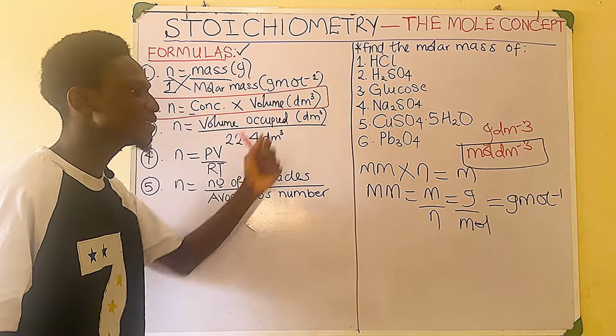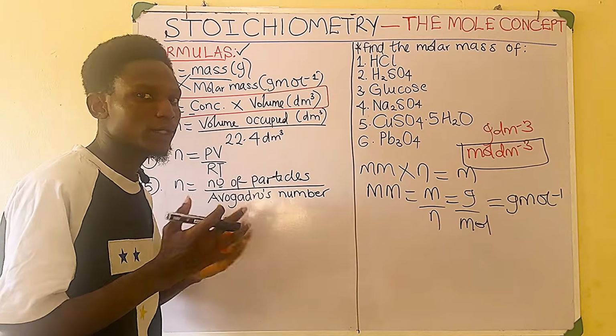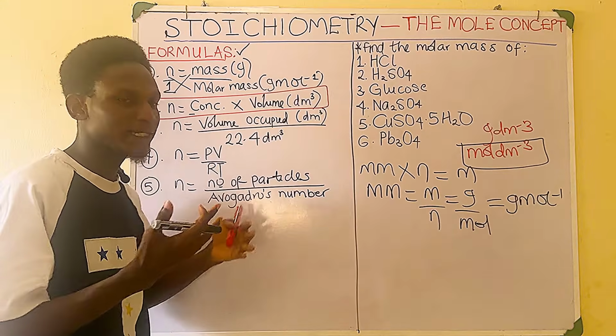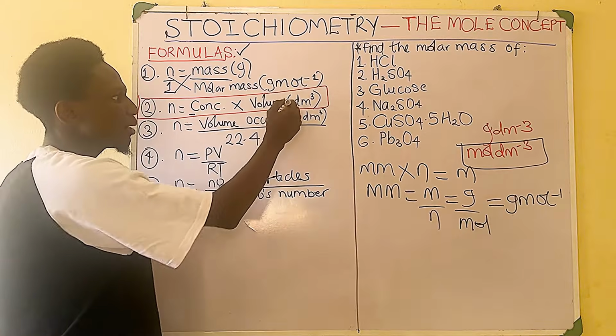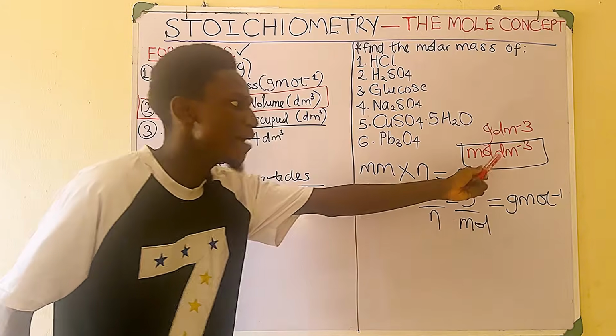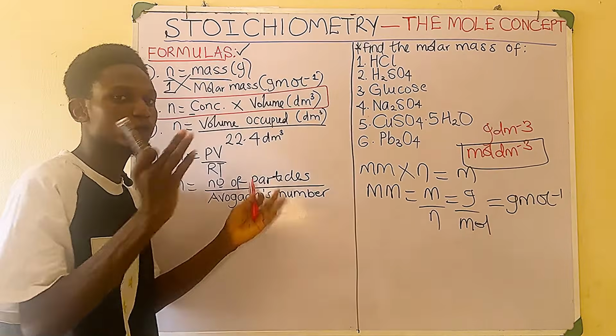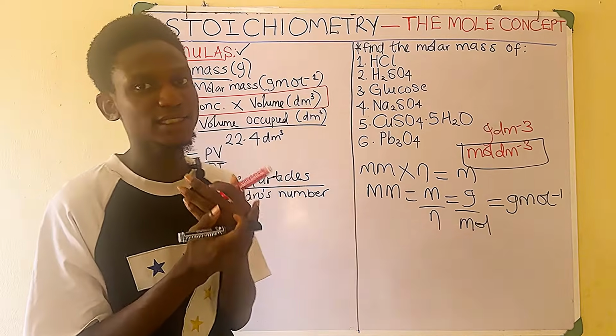They can make this in cm cube and not dm cube. Now, as a smart student, how do you convert cm cube to dm cube? Because your formula must be in dm cube. Why? We have mole per dm cube and everything must correspond. Let me teach you a secret in science.